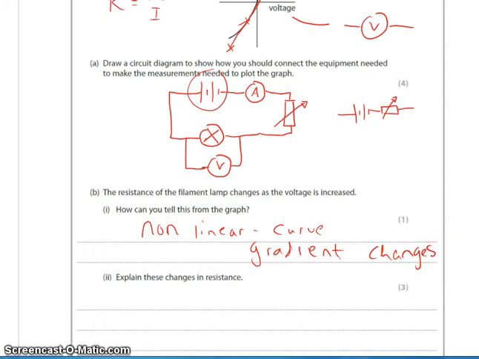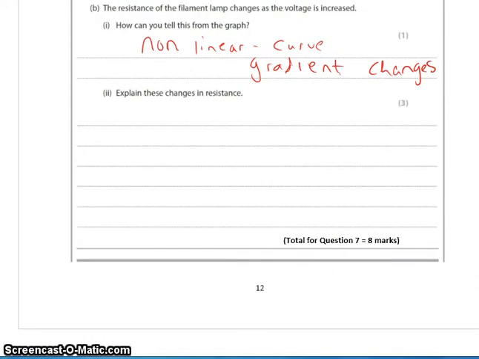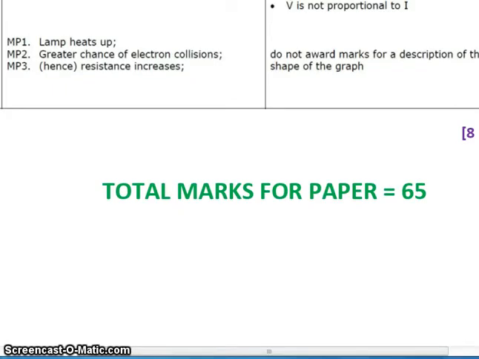And then the final question on this: explain these changes in resistance. Well, I'm going to look at the mark scheme again here. Okay, now it says explain, so they're very specific. They will not award any marks for a description. Okay, you're not talking about the shape here, you're explaining why that shape changes. Now the first thing is, as you increase the current, the lamp heats up. So the bigger the current passing through it, the bigger the temperature, the hotter it gets.